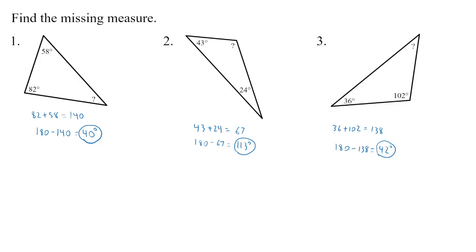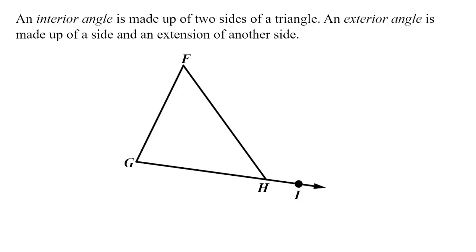So now the next concept I want to introduce to you is the interior angle and an exterior angle. An interior angle is made up of two sides of a triangle. An exterior angle is made up of a side and an extension of another side. Now, the definition of an exterior angle is very specific. Okay?